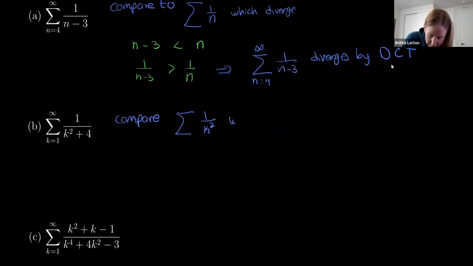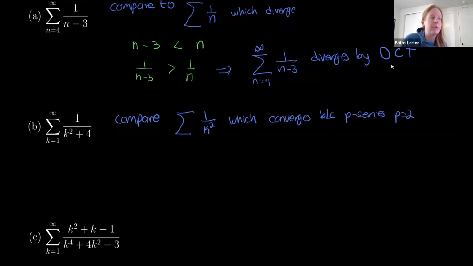So I'll do that. This one is a p series. So I know that this one converges because it's a p series with p equals 2. And remember, for our p series, when p was bigger than 1, it converged. So I know what I'm comparing it to. And I know that I'm choosing to compare it to 1 over k squared, which converges by the p-series test.